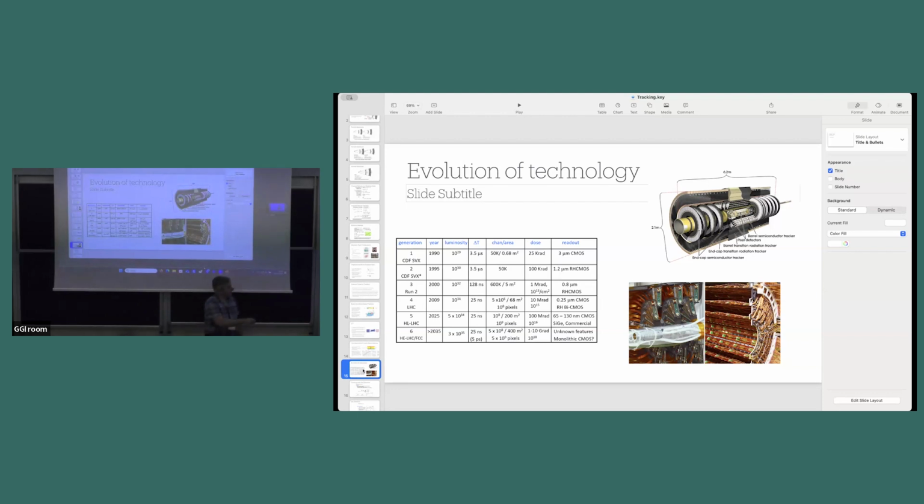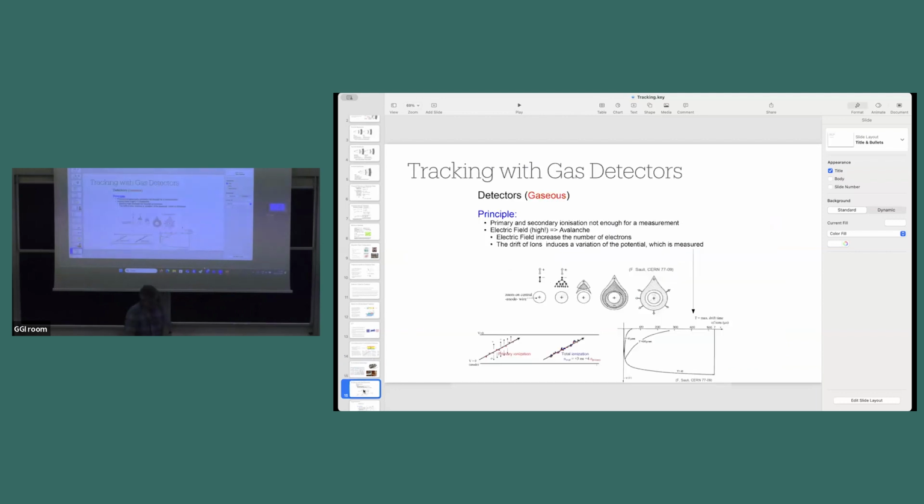And also the time to read out has been drastically reduced from microseconds to about a 25 nanosecond time period. And the number of channels has also grown drastically. We initially had 5K, 50K channels, and now these HL-LHC detectors have nearly 1 billion channels and are reading them out much, much faster. So there's a long history of this.